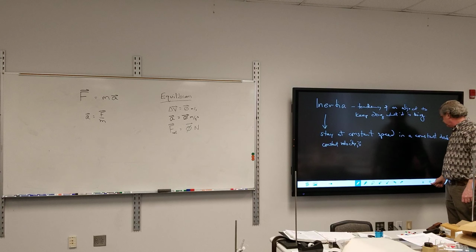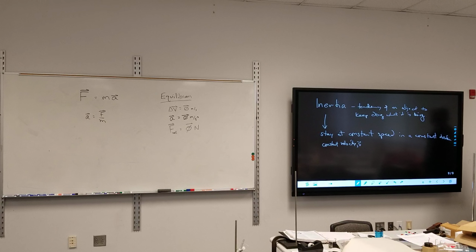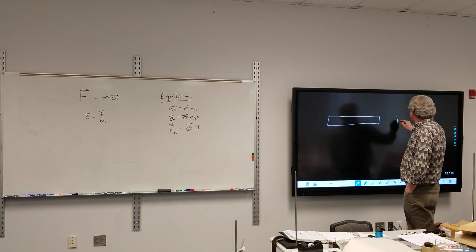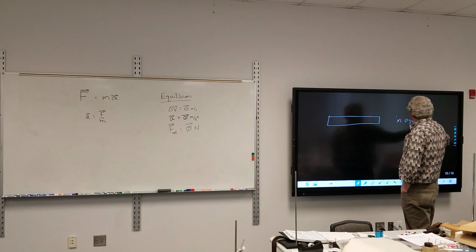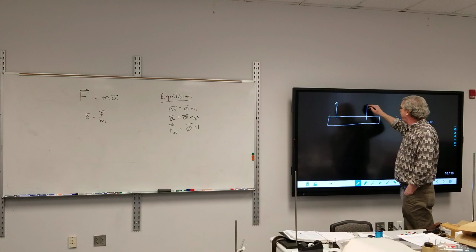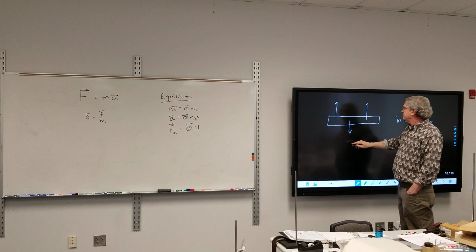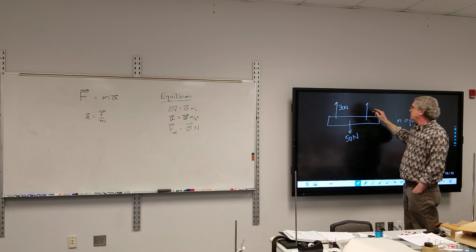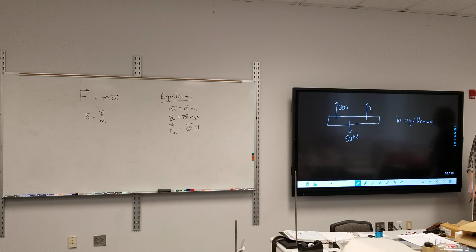All right, so let's apply this. Questions before we apply it? I have a beam in equilibrium. Let's say it's a 50 Newton weight. The tension in this rope is 30 newtons, the tension in this rope is unknown. What is the tension in the unknown rope? Now, some of you probably have an intuitive feel for what the unknown is. Just blurt it out. 20 newtons. Yep, 20 newtons.